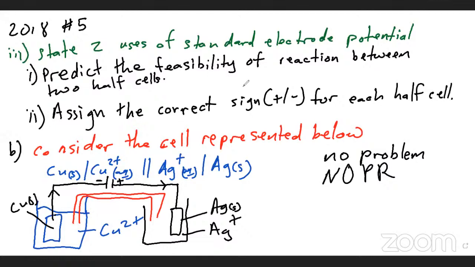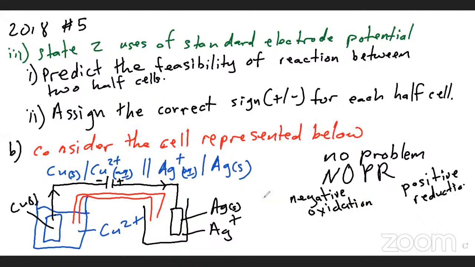As was said, the most negative is oxidized. So NO: negative, oxidized, the most negative. And PR: the most positive is reduced. You can look at the values and assign which ones are being reduced and which are being oxidized based on this. So negative is for oxidation, the most negative. You can also get two of them positive. So NOPR: negative oxidation, positive is reduction. I also have an OIL RIG, but let's just use the NOPR.